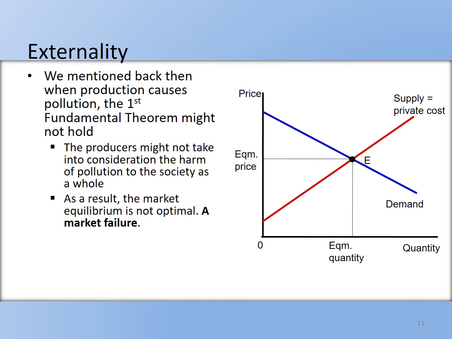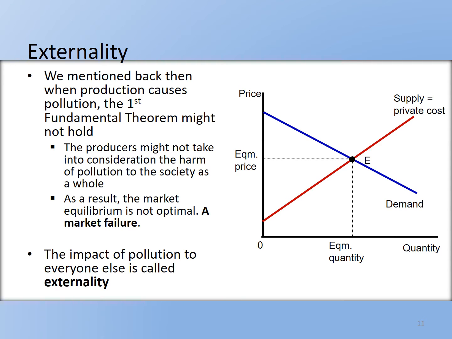But then it's a very good example because it caused substantial cost to the residents nearby. Yet, what can they do? So in these cases, we don't think market equilibrium is necessarily optimal. And how do we analyze that? So we call the impact of pollution to everyone else externality. And this is how we analyze it.